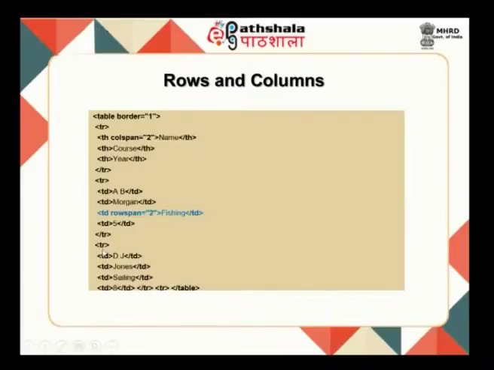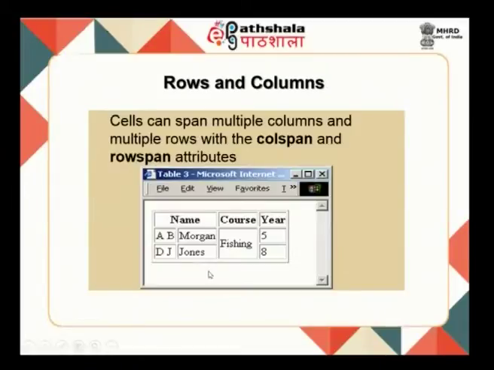Now the second row gets over. The third row starts here and ends here. It has the first cell as DJ, Jones, and sailing, and then 8. So now you can see that the name spans over 2 columns and fishing spans over 2 rows.